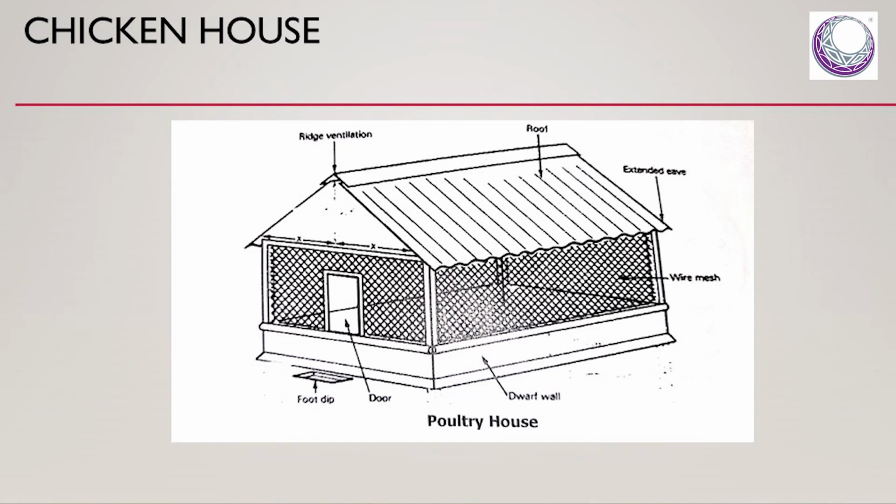Let's look at the chicken house. When you are keeping chickens, you also need to provide a poultry house. If you look at the chicken house, it has a wire mesh there. We also have a ridge for ventilation. The wire mesh is very important as it provides light inside the poultry house, and it also allows for good ventilation. Ventilation is also provided by this ridge. It also has a sloping roof so that rainwater can flow easily away from the poultry house.